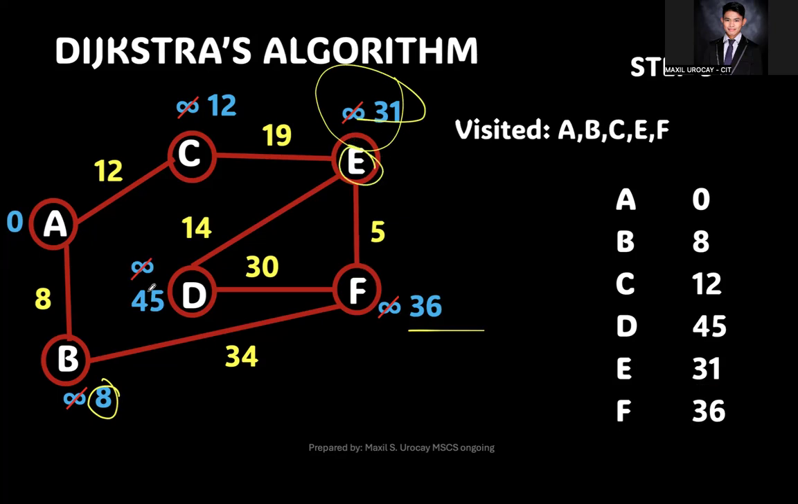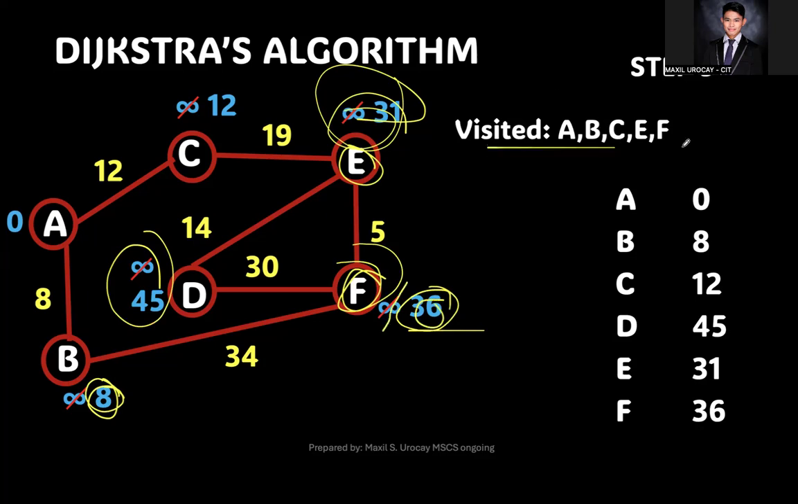So by visiting, supposedly nothing is updated here yet. I'm so sorry, I'm so excited to update that one. So 31 plus 5, that will be 36. So we update here because 34 plus 8 is much greater than that value. So that's why this is much better. So 36 is updated and cancels the infinity. So we have visited A, B, C, E, F already. So just don't mind that in step 5.